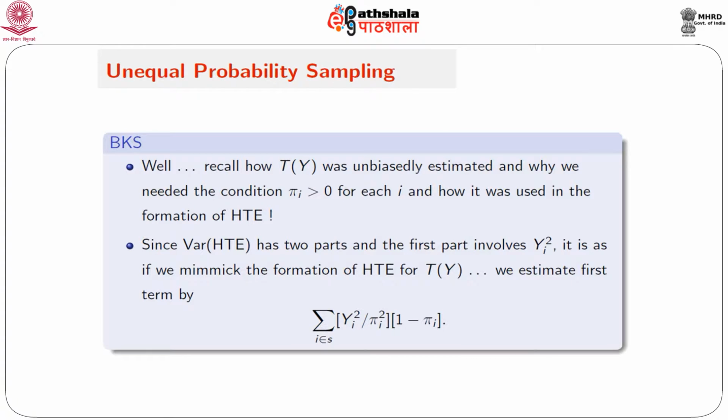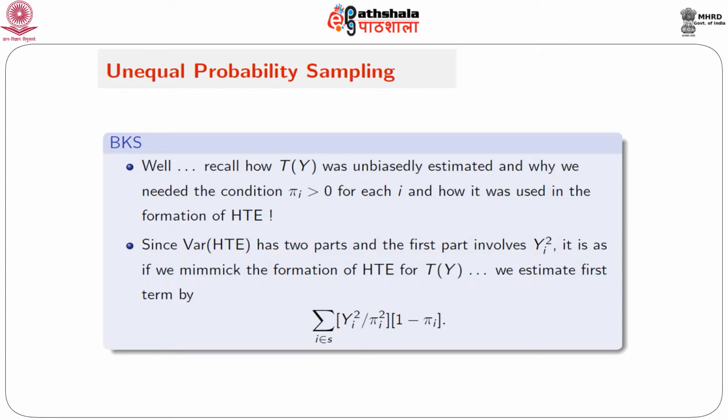You know the variance of the Hurwitz-Thompson estimator comes in two parts. One part involves the squares, the other term involves the product terms. So for the square terms, you divide by pi i, multiply by pi i, replace pi i by summation P(S) over all S containing i, etc. And for the product term, you mimic the idea. You replace yi into yj by yi yj over pi ij times pi ij, etc.